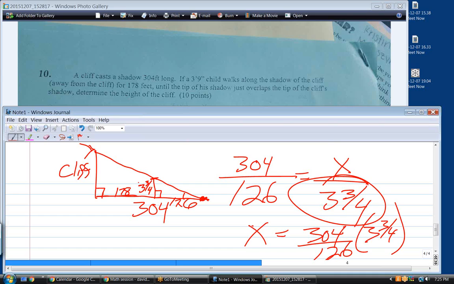And granted, this problem is probably one of the more difficult ones to draw the picture properly from the words. It's just a little confusing. But clearly, once you do draw the picture, you see exactly what's going on. This could certainly be a real-life situation. You have a cliff giving a shadow, and you have some kid walking along that shadow until the end of his shadow is the same point as the end of the cliff. That's absolutely something that could happen in reality, and you'd be able to tell the height of the cliff from that information.